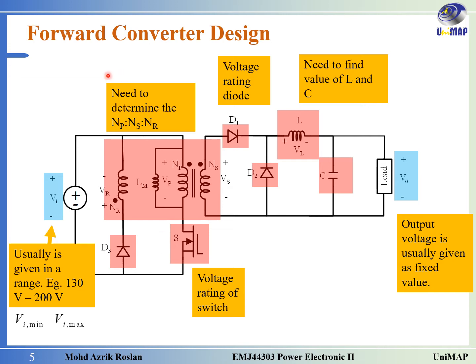So for the design, for the transformer, we need to determine the NP over NS over NR. So you need to determine the turn ratio of the primary, secondary, and reset winding. And then for the switch, we need to determine the voltage rating. For the diode rating, we have 3 diodes. We need to find the voltage rating for the diode, and then we need to determine the inductance value as well as capacitance value.